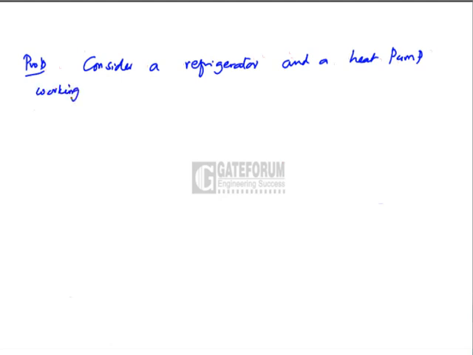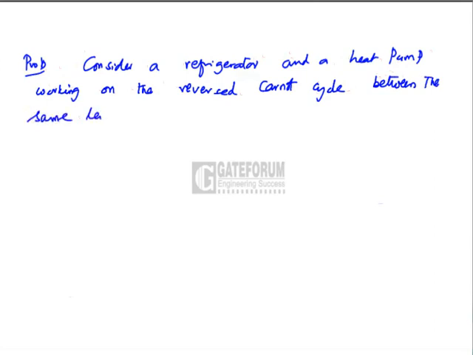Now consider another problem of refrigerator and heat pump given in the previous GATE examination. Problem. Consider a refrigerator and a heat pump working on the reversed Carnot cycle between the same temperature limits. Which of the following is correct? A.